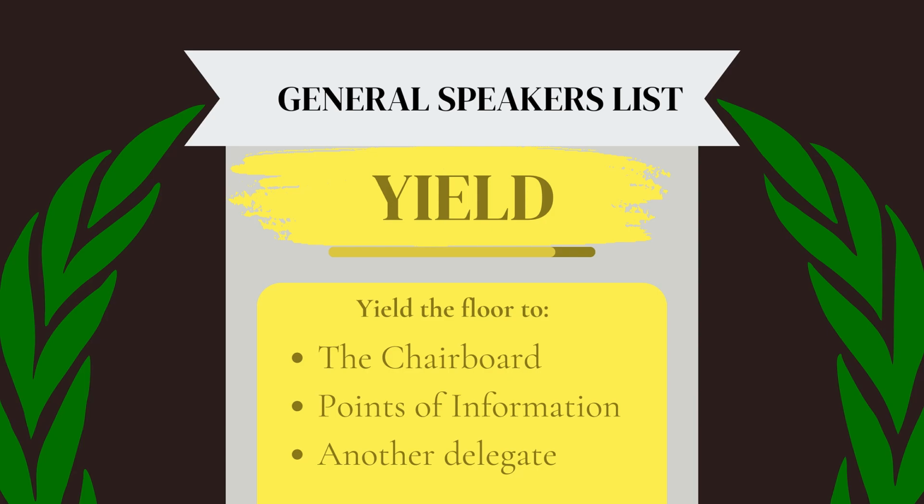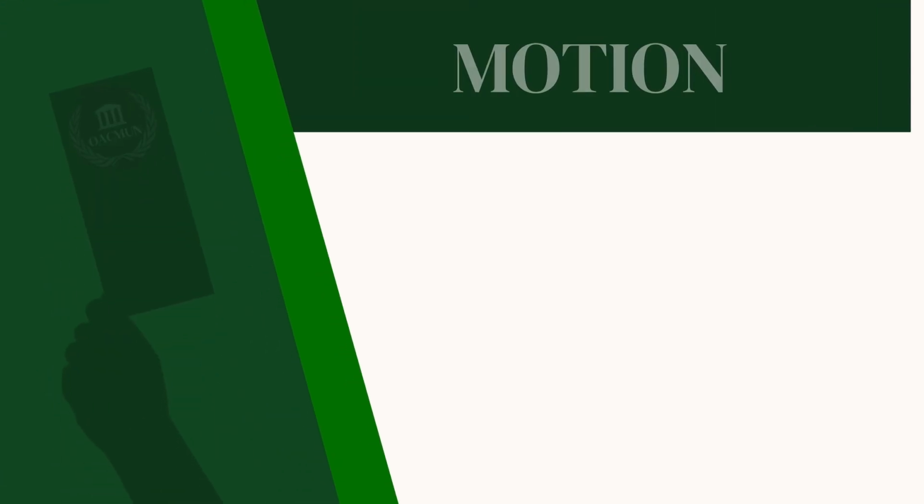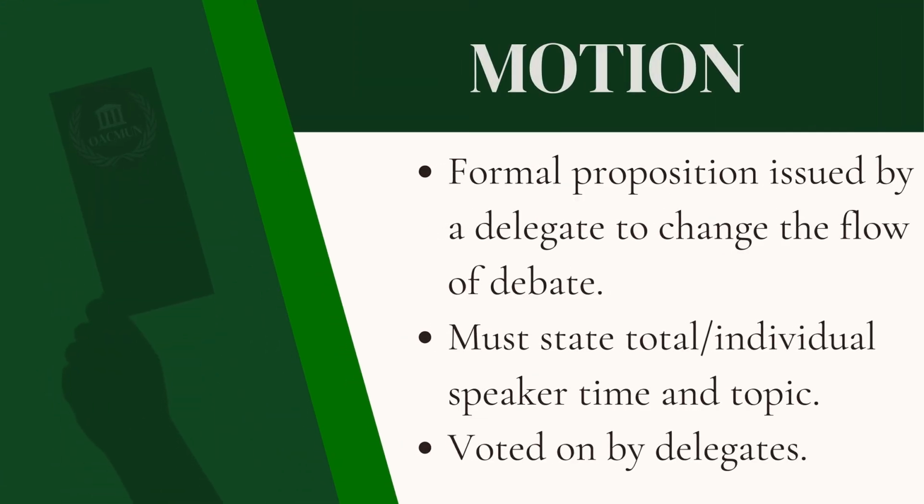Eventually, the chairboard will ask if there are any motions on the floor, which brings up the question: what is a motion? A motion is a formal proposition issued by a delegate to change the flow of the debate. A delegate must state total and individual speaker time and, of course, the topic. Motions are voted on by delegates. There are many different motions which call for different measures.